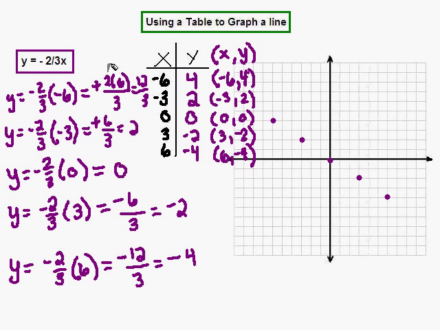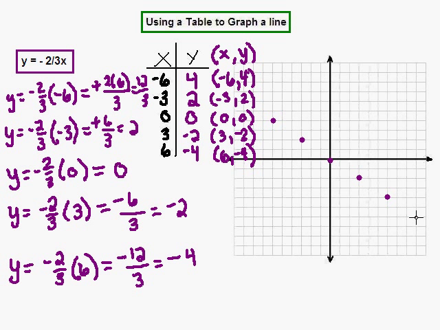Now notice how, after I plot my points, they all lie in this straight line. We are graphing a linear equation. So if you do not get a straight line when plotting your points, you need to go back and check your ordered pairs. It should always be a straight line.